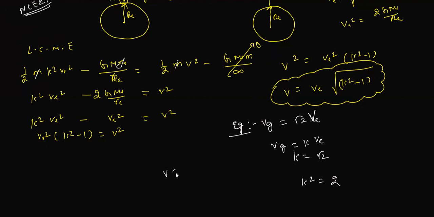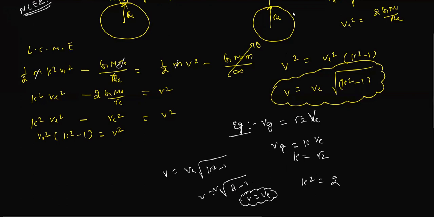Therefore, V equals VE times the square root of K square minus 1. K value we got is 2. Therefore, V equals the square root of 2 minus 1 times VE, so V equals VE. This means that even at interstellar space the velocity does not become 0. The velocity we got is VE. We have to understand this.